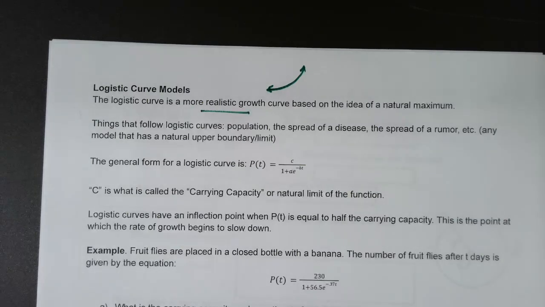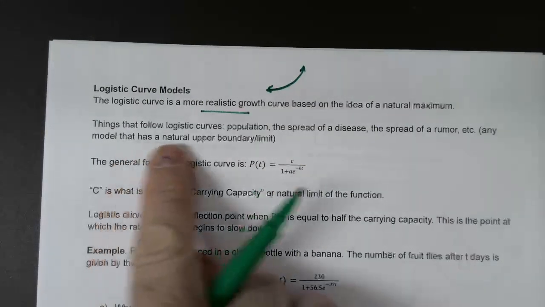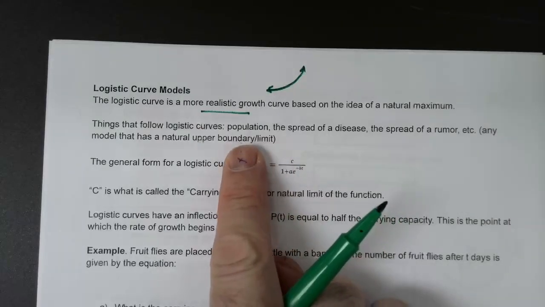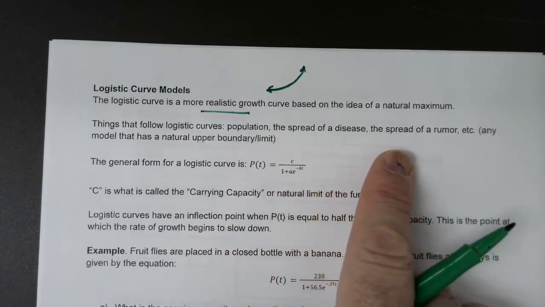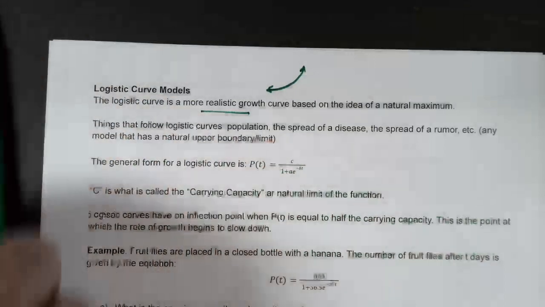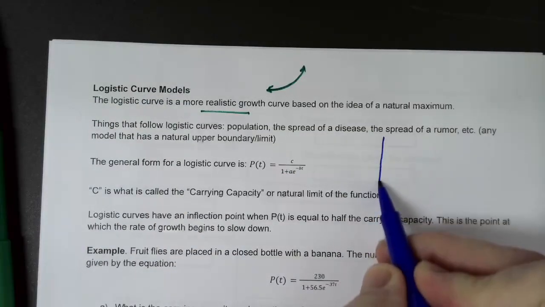So, in reality, things that follow a logistics curve, in other words, population, spread of disease, spread of rumors, they follow something that looks like this.